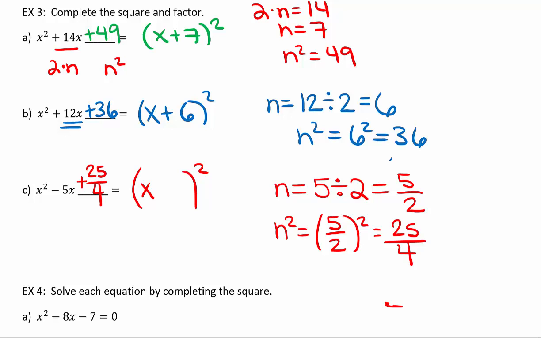In factored form, this is where I'm going to pay attention to the signs. Because I had a minus sign, x minus 5x, the factor is going to have a minus sign in it. And it's going to be x minus our n, which was 5/2. So this factors to x minus 5/2 squared.